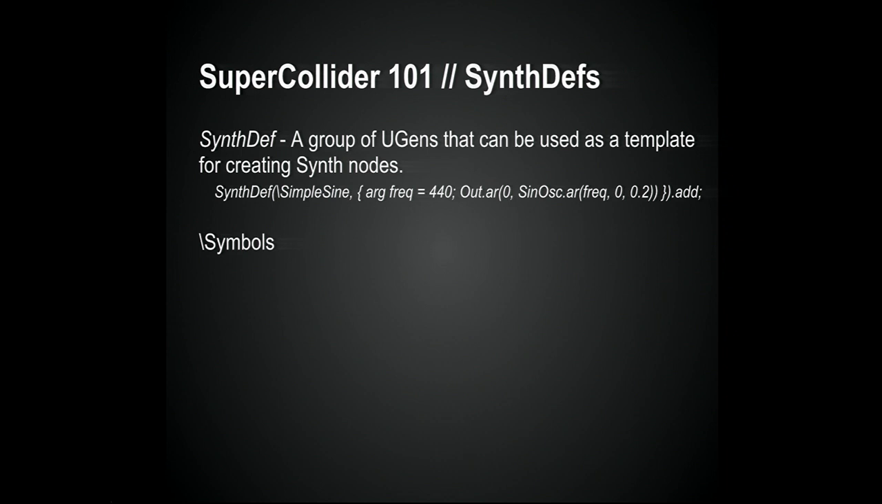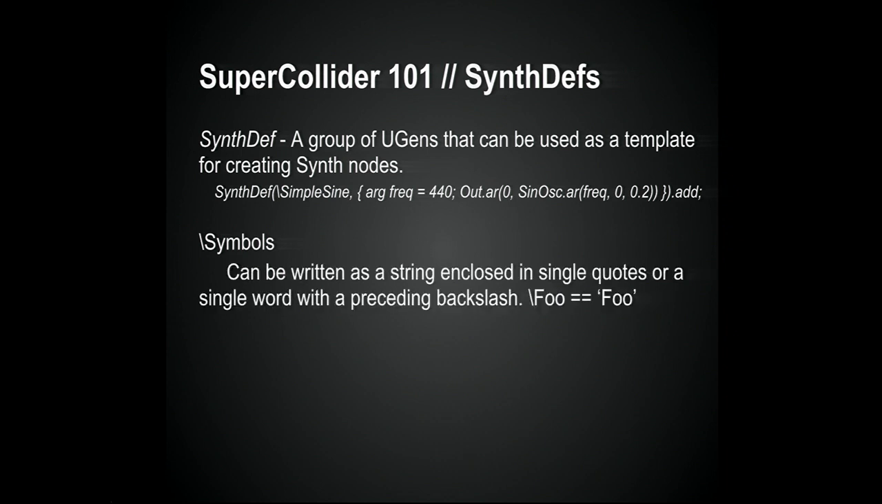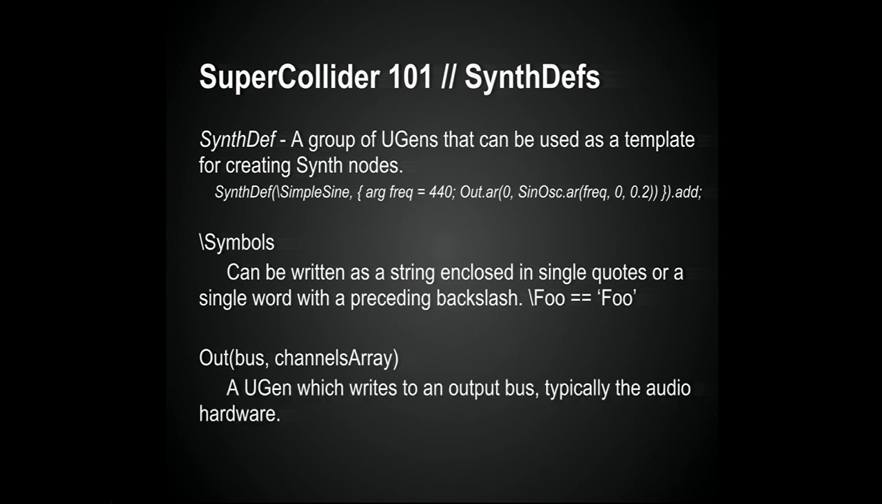The syntax for simpleSine is kind of weird. It's got a backslash. That's just a symbol. It's the same thing as enclosing it in quotation marks. And there's one more snippet in there, that Out.ar. Out is another unit generator, and Out just spits all that out to an audio buffer, and by default, that's the audio hardware, so it just comes out of your speakers.